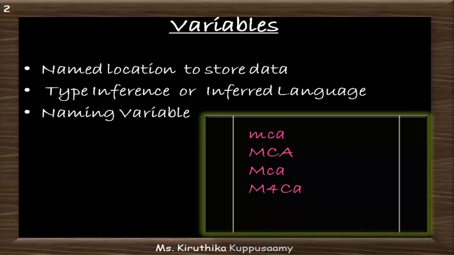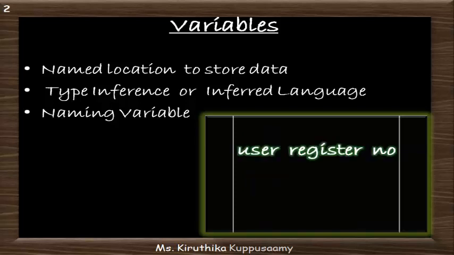All these naming forms are accepted, but they are not recommended because the variable name that we give should be descriptive and readable. Here is another example. Here the variable name is user register number, which is more descriptive and readable. But leaving a space in between the words is not accepted. It is treated as three different words: user, register, and number. To resolve this, you can remove the space. Though the parser recognizes it as a single word, as a programmer it might be confusing.